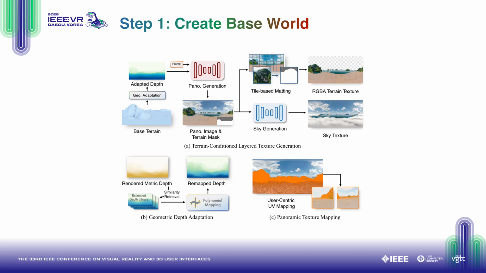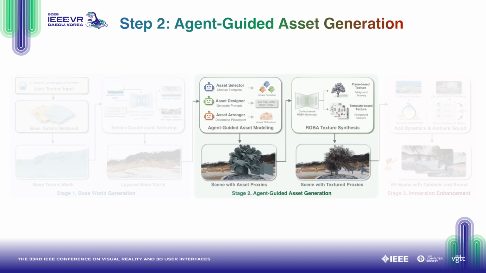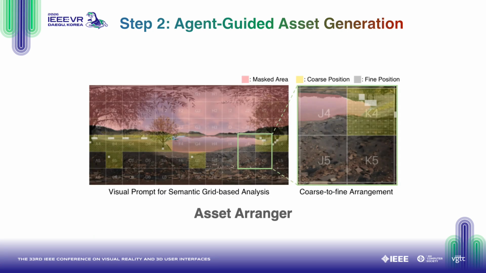Then, VLM-based asset agents pick foreground and midground proxies, write detailed prompts, and decide where to place them. Each asset is created with RGBA texture synthesis. For Asset Arranger, we use a semantic, grid-based analysis.